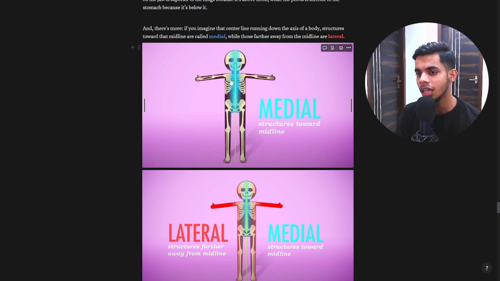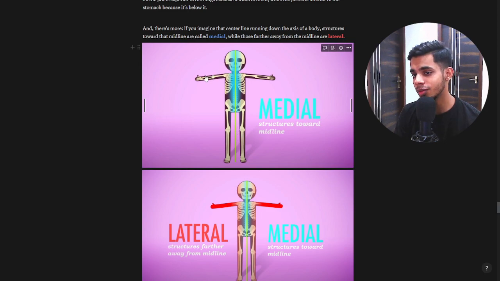Right, now let's say the lungs' position will be medial, the heart's position will be medial, the stomach's position will be medial, the kidneys will be in the medial axis. So all these organs which are very close to the center part of the body, or the central line, or the midline of the body, you will be denoting as medial.